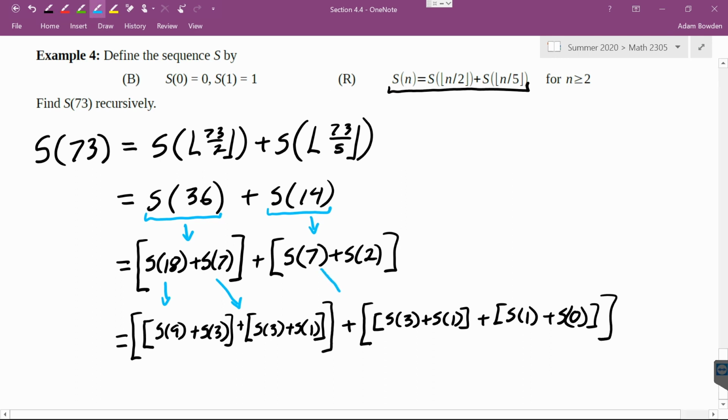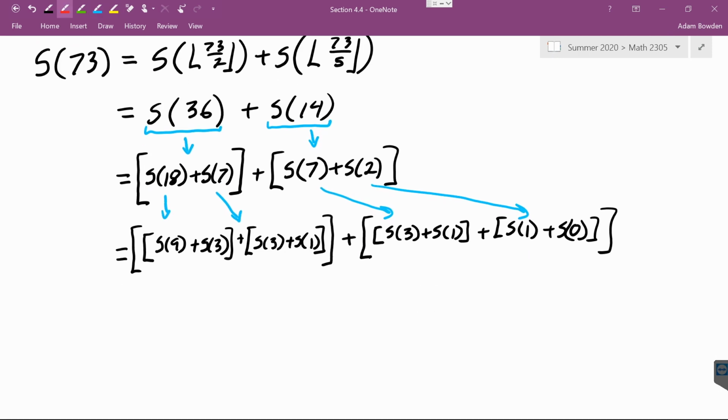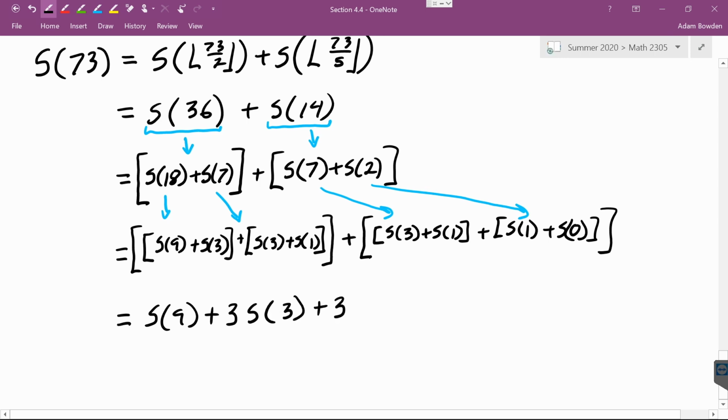All right, that's going to be for this part and this part here. Okay, now we have to keep breaking this down even further, but we can simplify it a little bit at this point because we have some like terms that can be joined together. If we join together like terms here, we'll have S of 9 plus 3, S of 3 plus 3, S of 1 plus S of 0. A little bit more manageable this way.